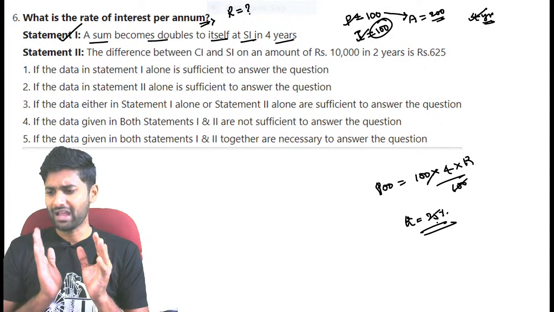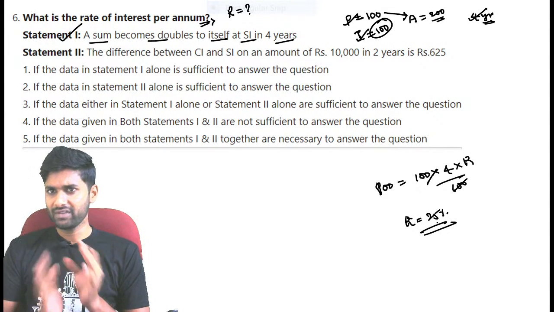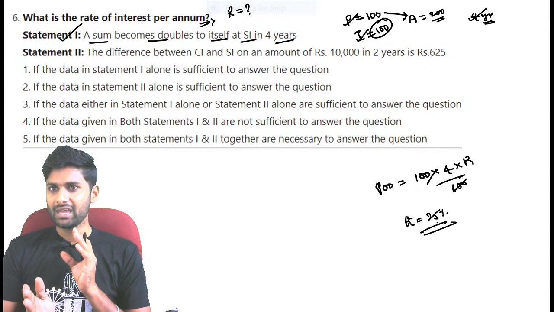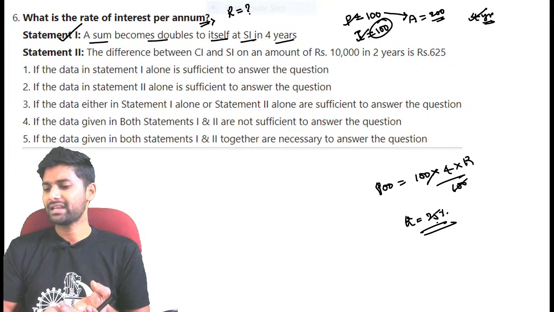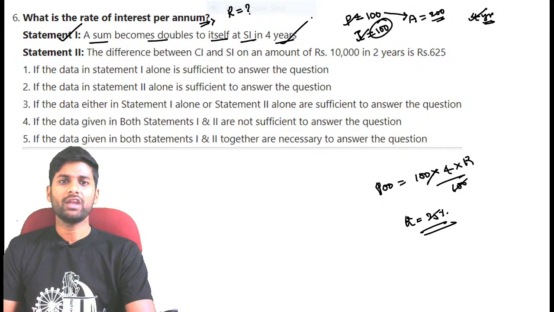But I don't want any value, no? So can we get it or not? By taking statement 1 alone, definitely you can get the rate of interest, guys. See, 1 alone is sufficient for the answer. Next one.